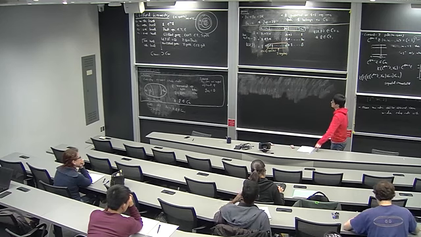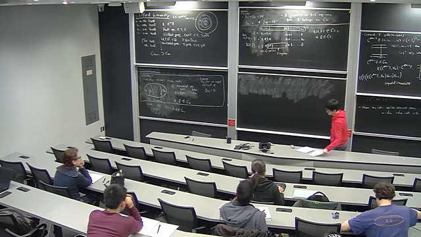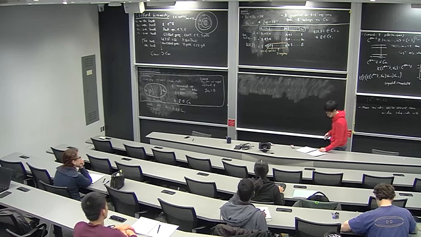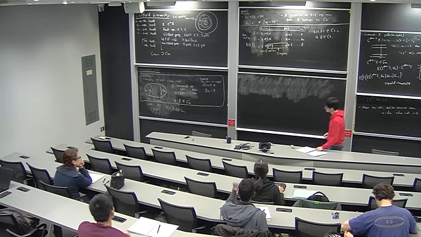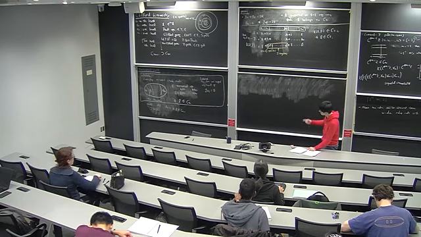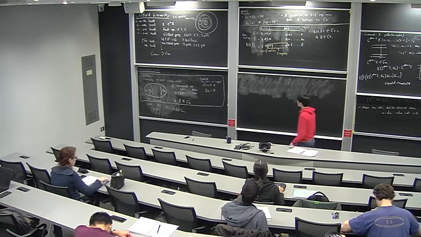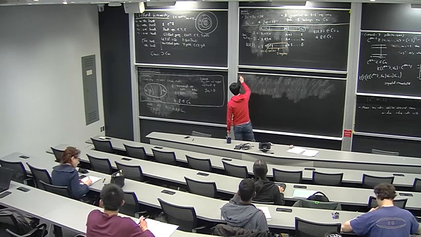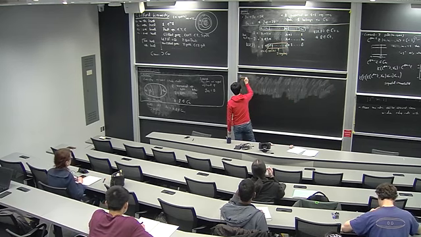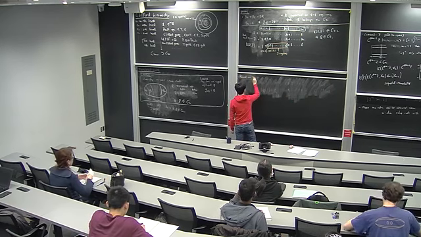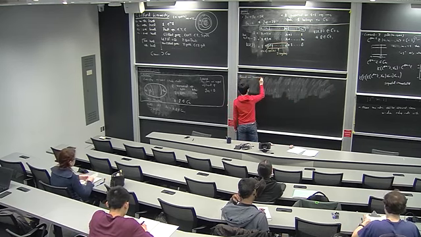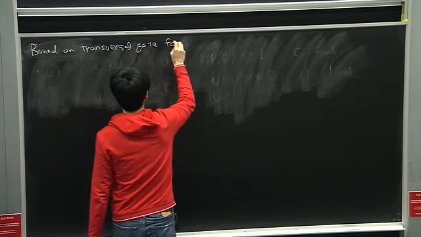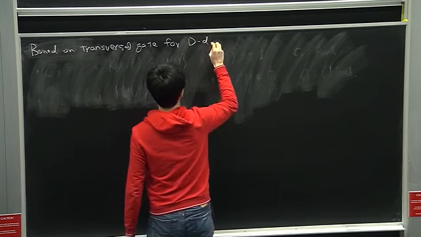Okay, so now we have this nice lemma. So let me tell you a few nice applications. So first is there some bound on transversal gate for D-dimensional code.